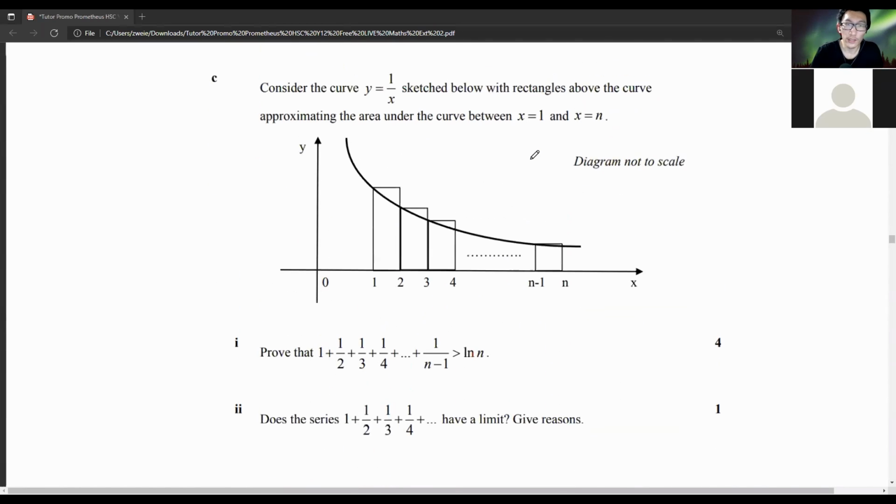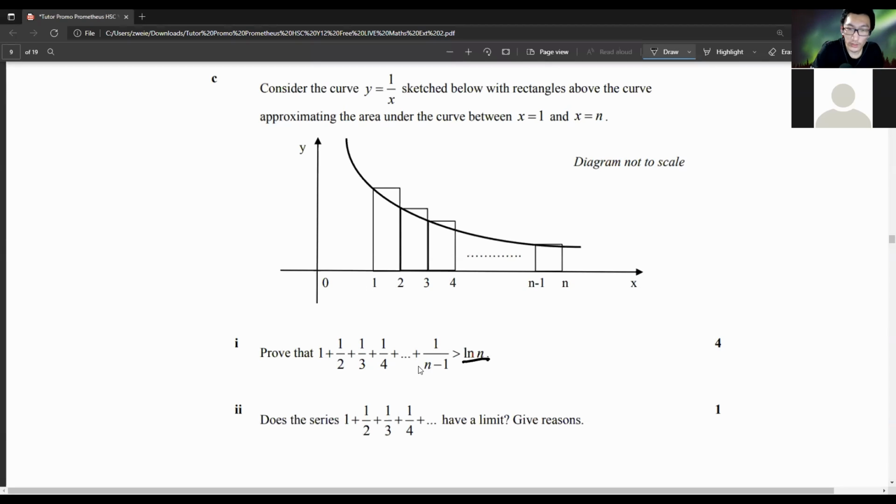So now let's consider this part C. Consider the curve y equals 1 on x, sketched below with rectangles above the curve, approximating the area on the curve between x equals 1 and x equals n. The diagram is not to scale because you will see later on why. We have to prove that 1 plus half plus 1 on 3 plus 1 on 4 plus dot dot dot all the way till 1 over n minus 1 is greater than ln n.